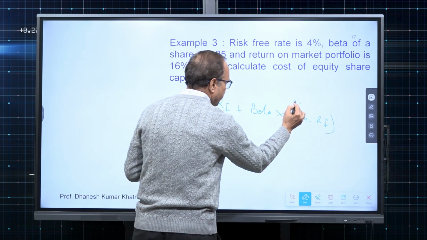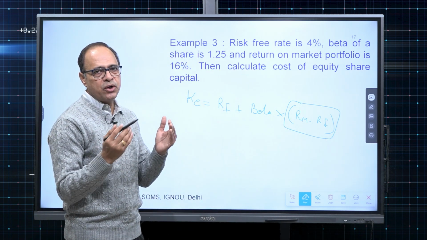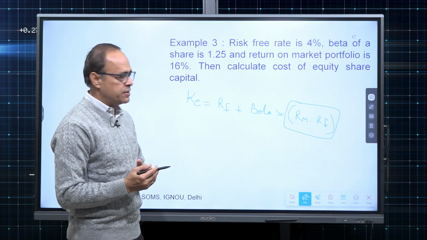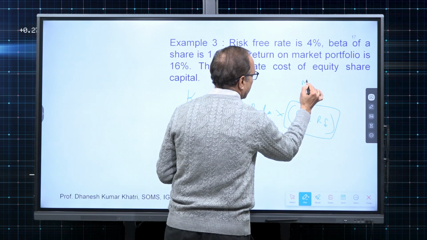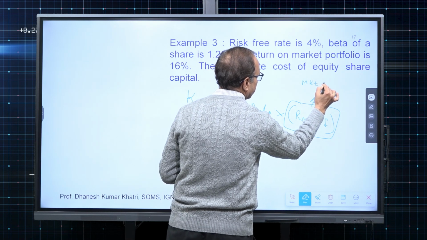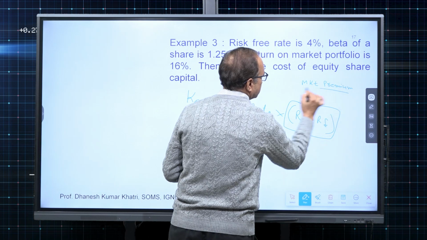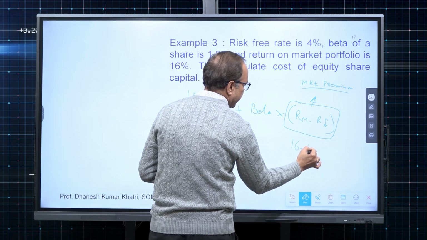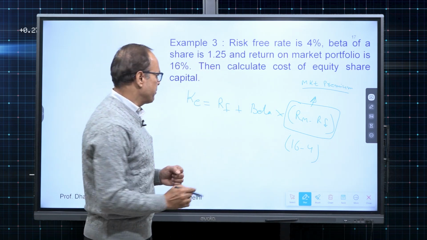Now, this gap between RM and RF, RM is return on the market portfolio or return on the index of the market, and RF is risk free rate. So, this gap is called as market premium or market risk premium. So, in this case market premium is how much? 16 minus 4, that is 12% is the market premium.